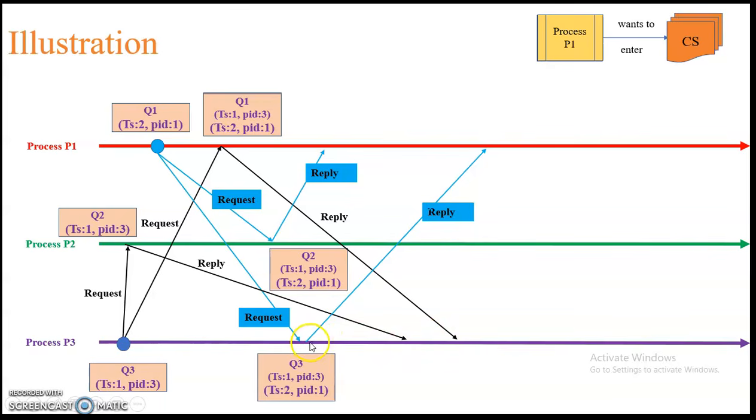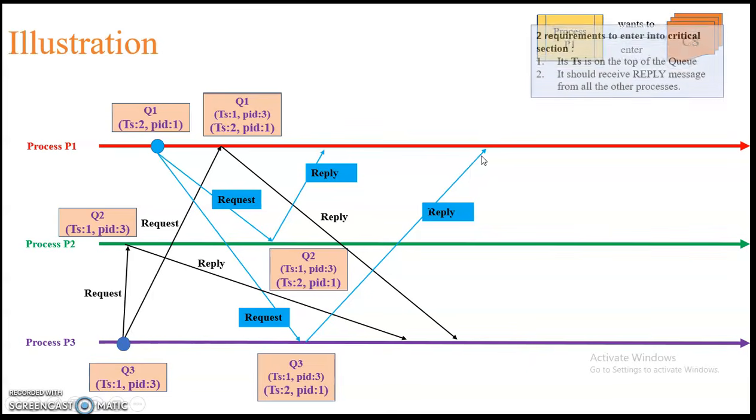Again, process P1 also gets replies from P3 and P2. P2 sends the same thing, that I am not involved in the critical section, so you can use the critical section. At the same time, P3 also sends the reply.